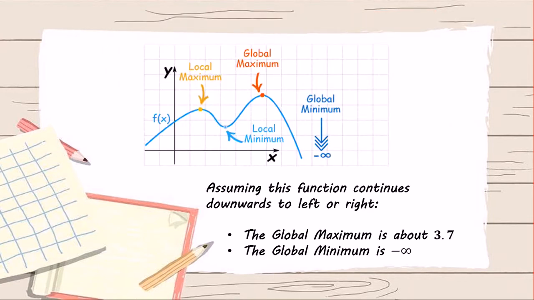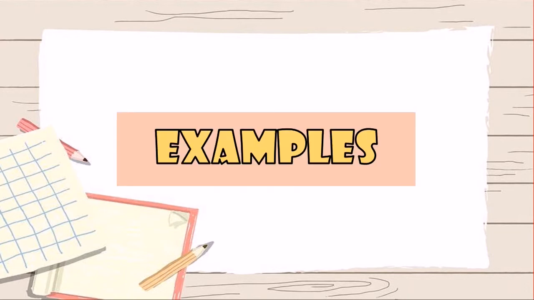So by looking at this graph, assuming that this function continues downwards to the left or right, the global maximum is about 3.7 and the global minimum is negative infinity. So let's try to solve some examples in finding the absolute minimum and absolute maximum of a function.